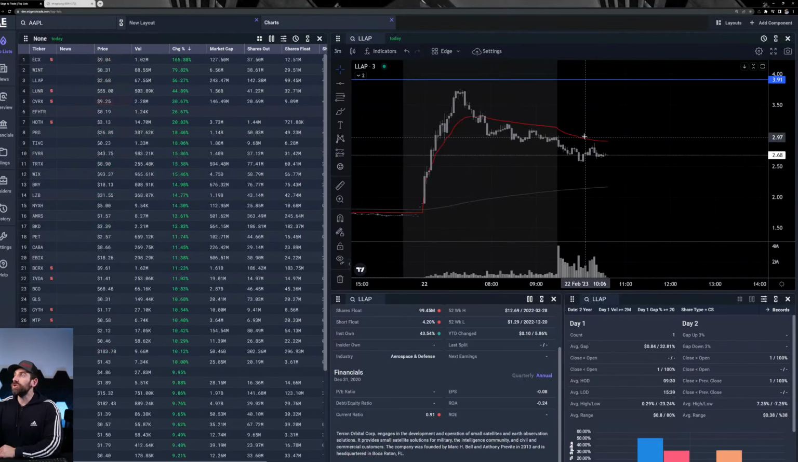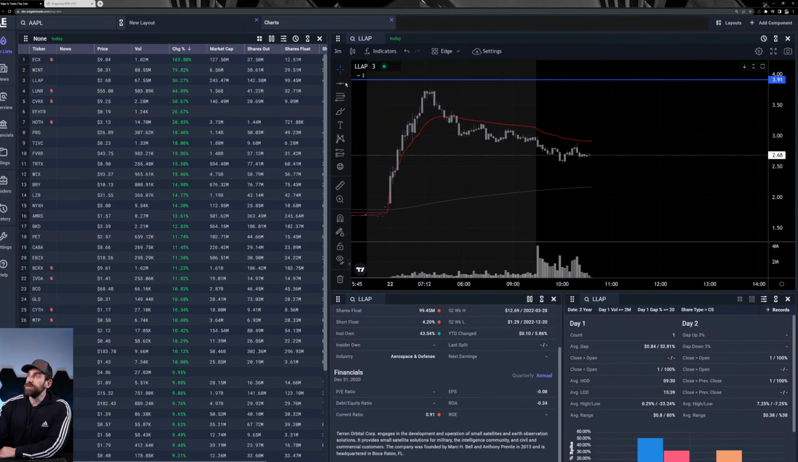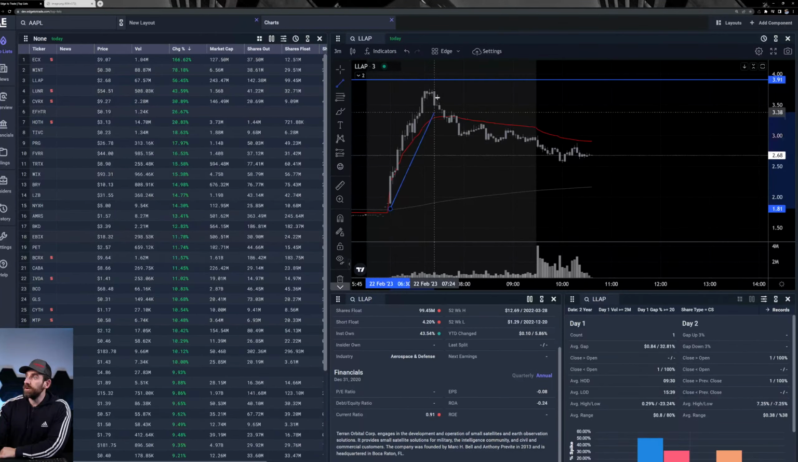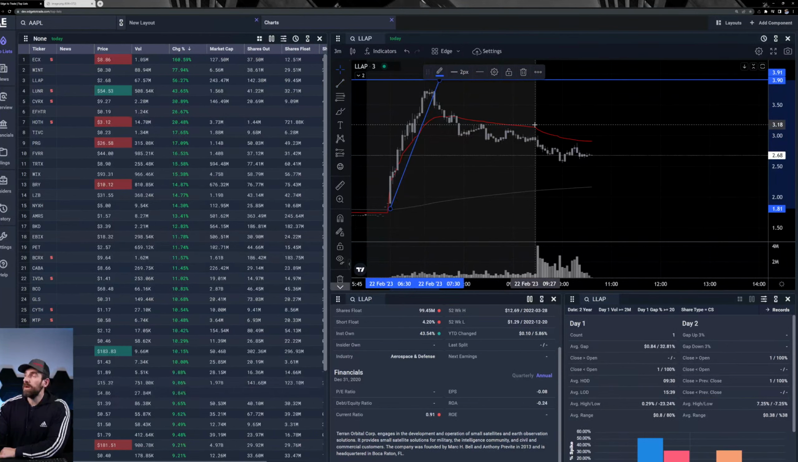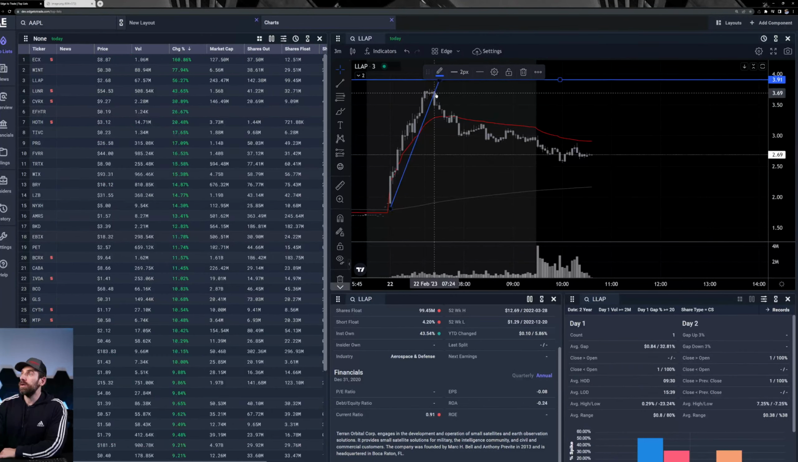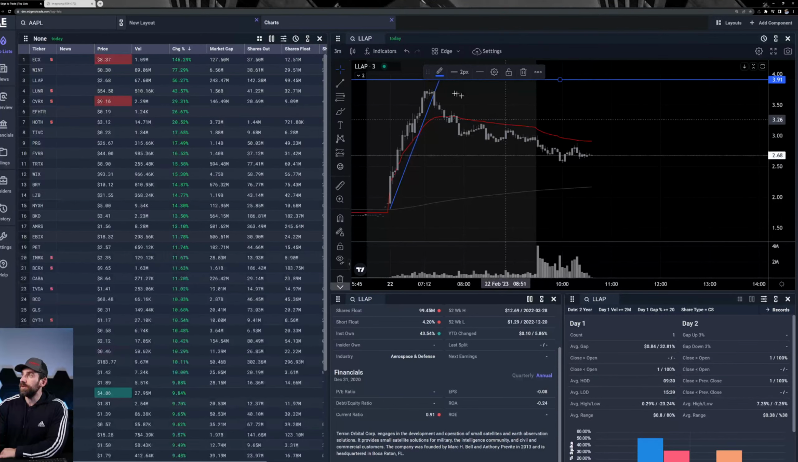This is on a 3-minute chart. So you can see even on the chart here, we had a major trend break. Once we broke the trend line, we started to see lower highs, lower lows, and now it's still making lower highs, lower lows. Okay?